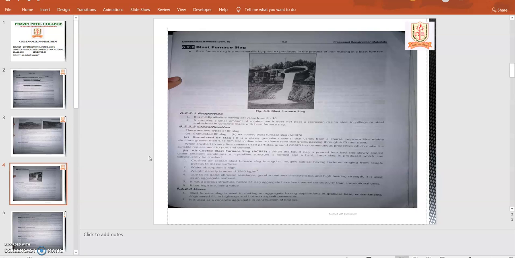It has a porous structure, hence blast furnace slag aggregate has a lower thermal conductivity than the conventional one, and it has a very high insulating value. So it makes it desirable. What are the uses? Blast furnace slag is used in making aggregates, having applications in granular base, embankment, engineered fill, and in highway and hot mix asphalt paving. Then it is used as concrete aggregate in the construction of bridges.